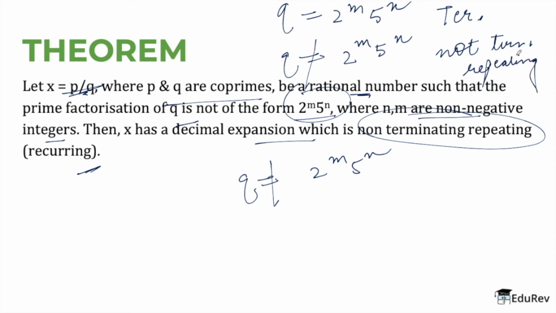So it will be what? It will be your repeating. So I hope you understood these two theorems. So let's solve a question to understand this all.